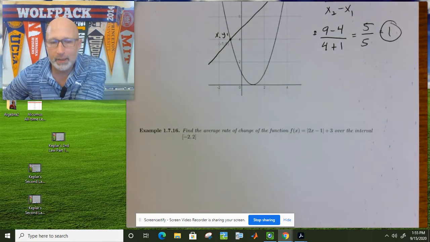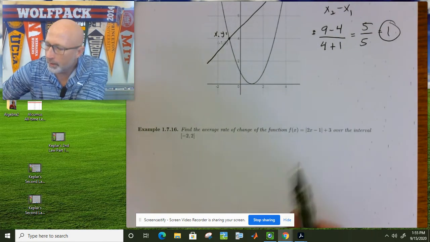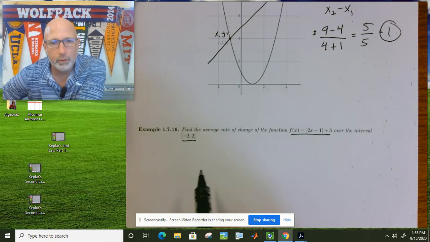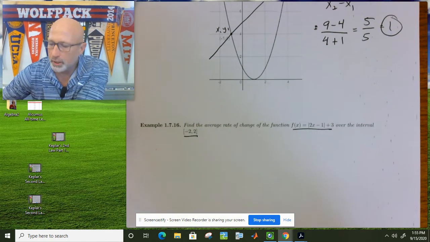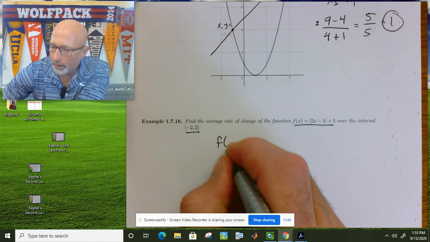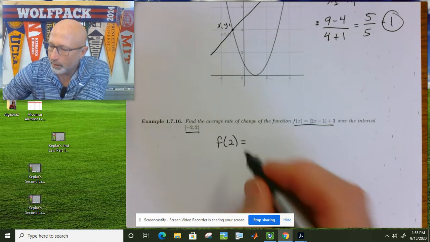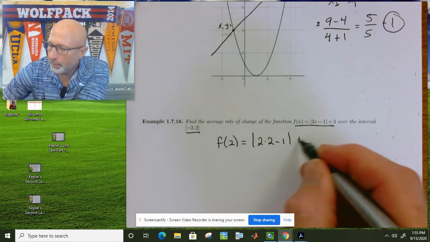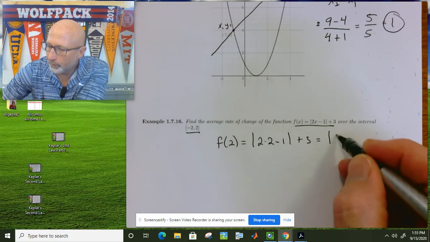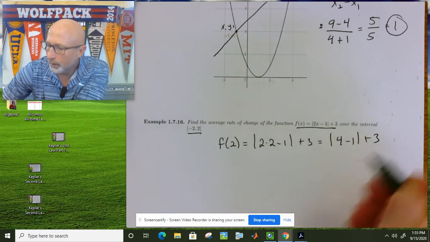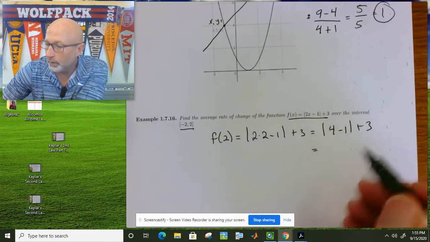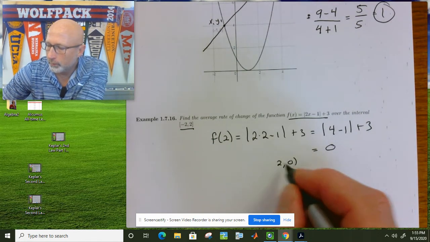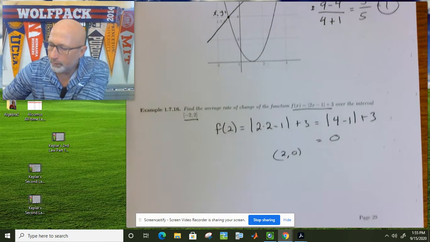Okay, now here's a little different because now they didn't give me what the graph was. They gave me the equation, and they gave me the interval, so now I'm supposed to find out what the average rate of change is. So all you do is you first figure out what f of 2 is, so plug it in. The absolute value of 2 times 2 minus 1, plus 3. Absolute value of 4 minus 1, plus 3. So this is equal to 3 minus 3. Oh, that gives me 0. So that means it goes to the point (2, 0).